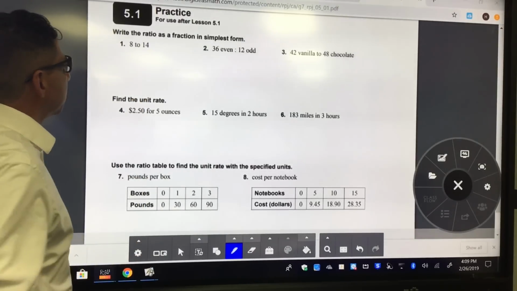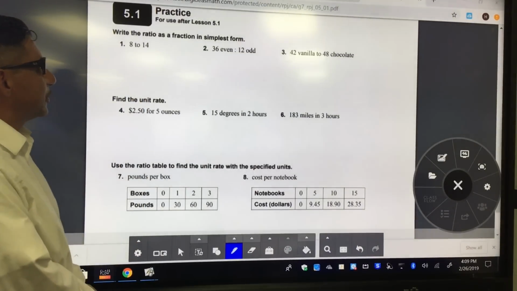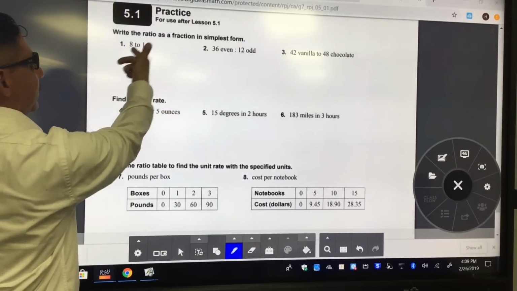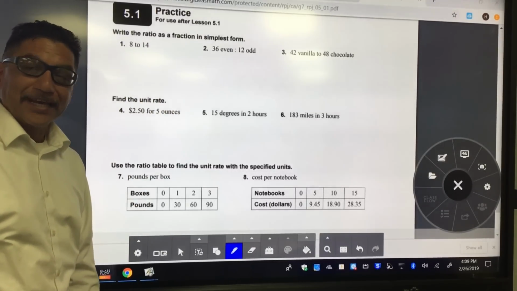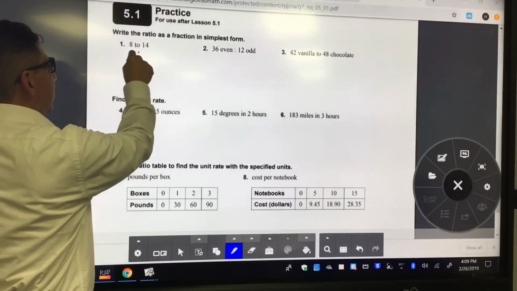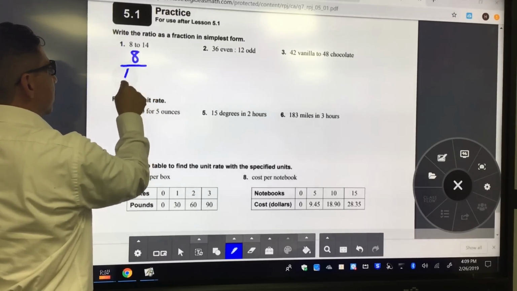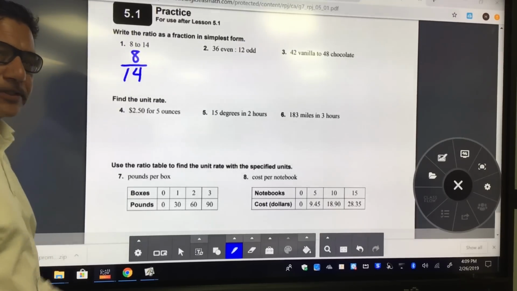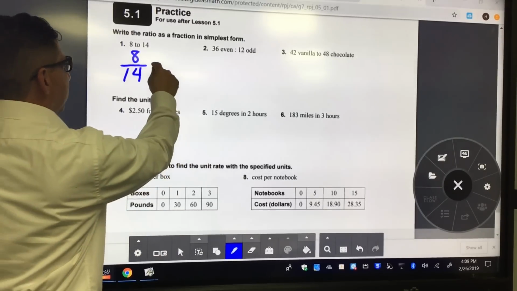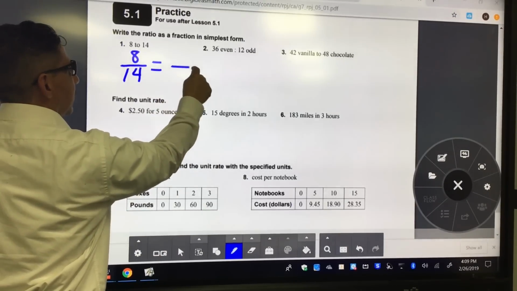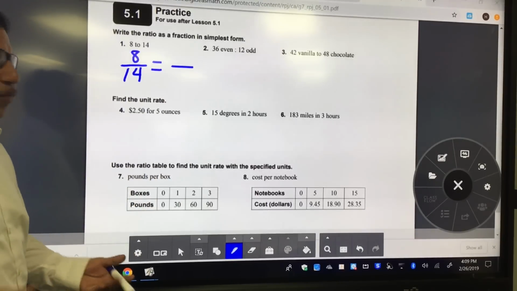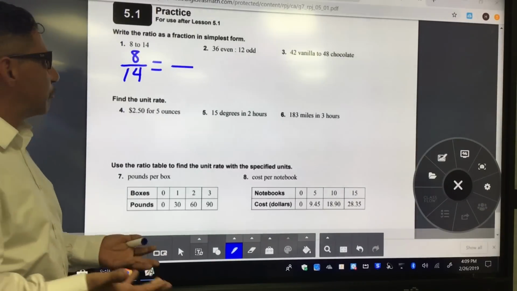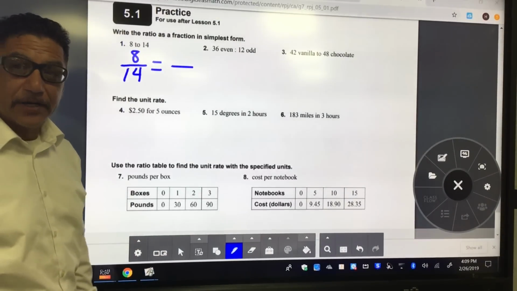So for the first one, it says write the ratio as a fraction in simplest form. So that's pretty easy to do. First of all, let's write the ratio as a fraction. It says 8 to 14, and the way we write that is simply 8 over 14, and there's our fraction. Now what we need to do is simplify the fraction, and all we do is simply set it up as an equal sign, and we need to figure out what number goes into both 8 and 14. In other words, what can both 8 and 14 be divided by?